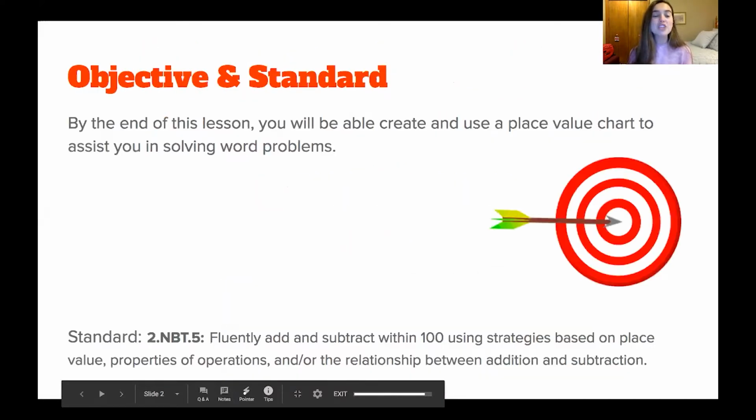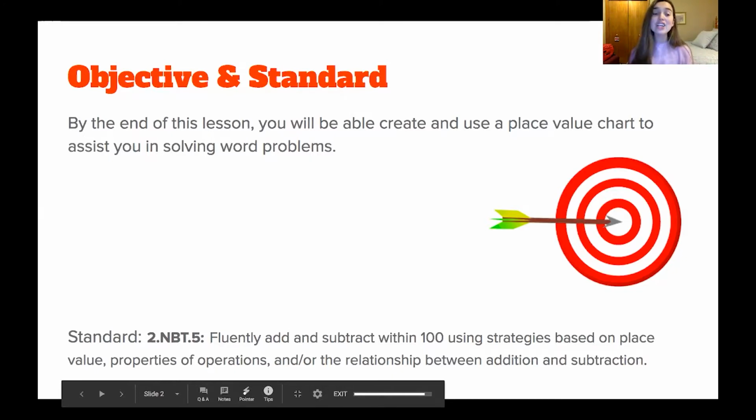All right, so our objective and standard. Our objective is by the end of this lesson, you will be able to create and use a place value chart to assist you in solving word problems. So all that means is we are going to be able to solve word problems, and we are going to use the help of a place value chart to do it. I will teach you guys how to make that place value chart, and you will get to watch me do that before so that you guys have a good idea of how to do that.